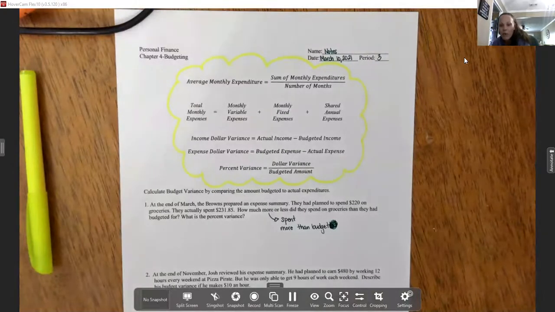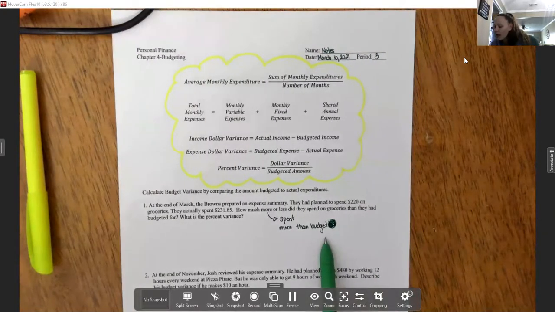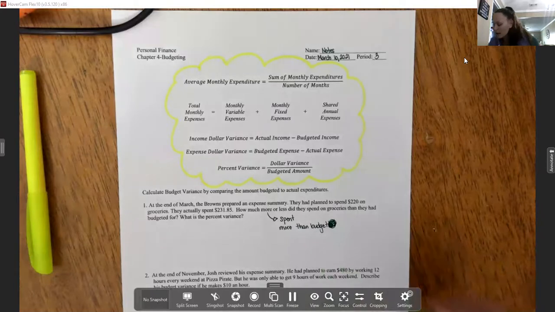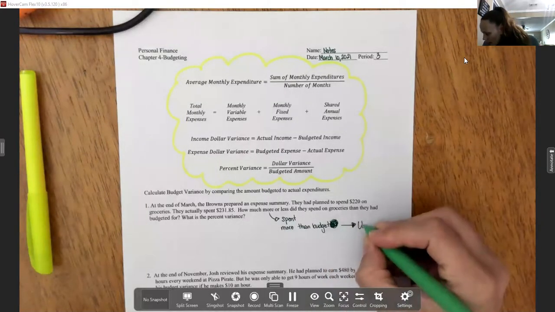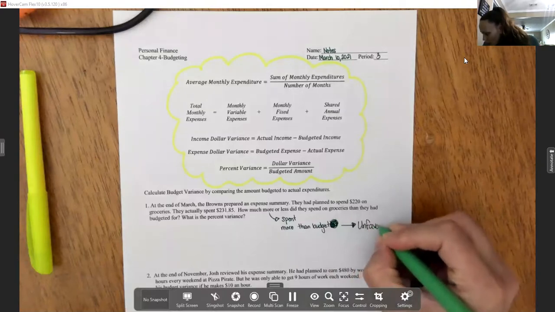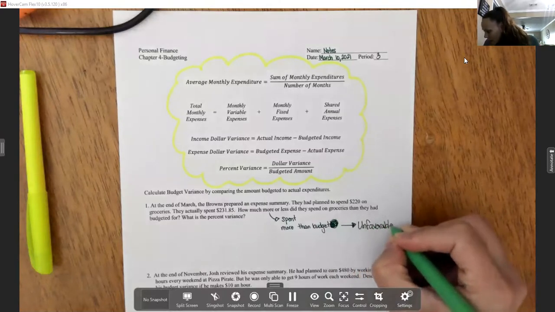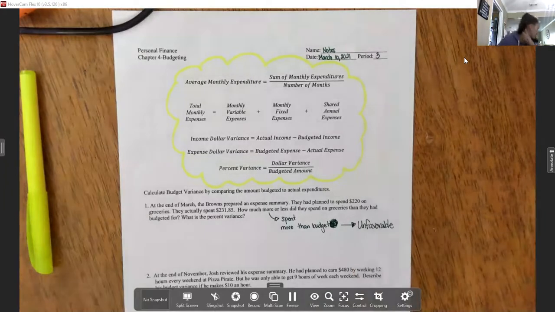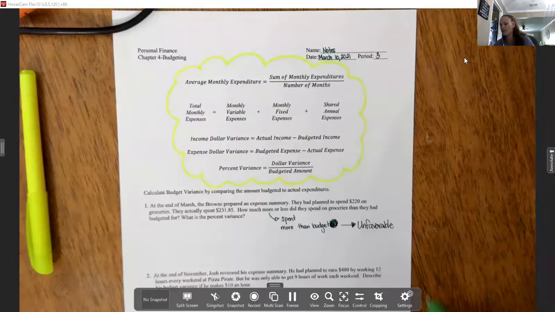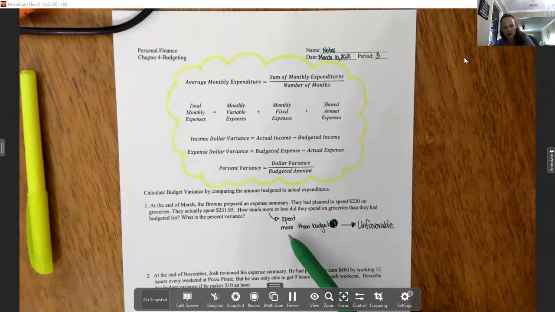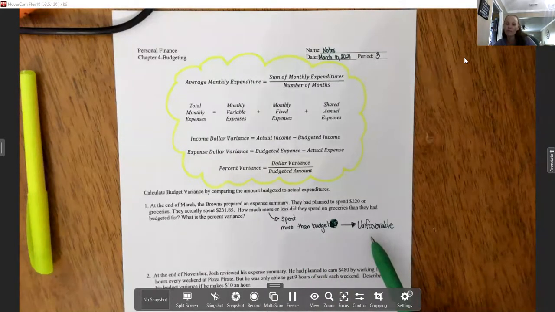All right, so they spent more than what was on their budget. This tells us it's unfavorable. And the reason I'm saying that is because that's what our worksheet and the book are going to ask for in a minute. They're going to ask if it's favorable or unfavorable. Since you spent more, that's unfavorable. You have less money than you planned.